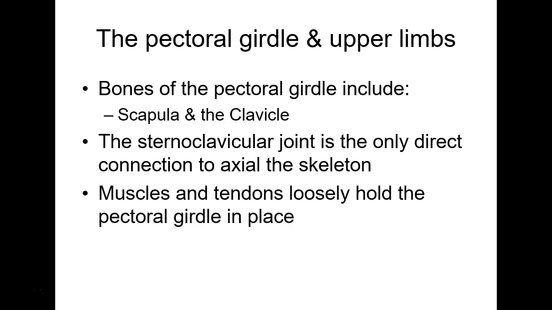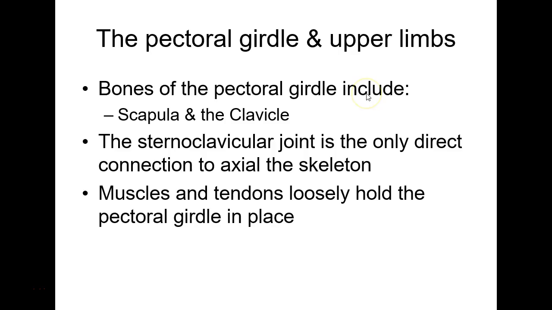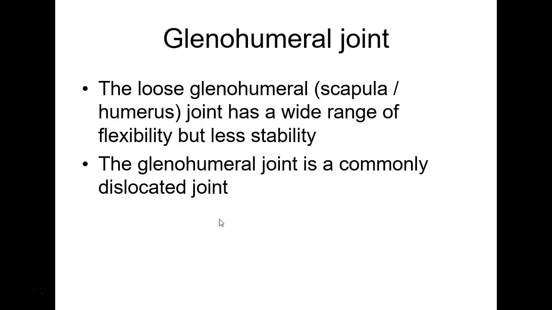So the pectoral girdle and the upper limbs. Bones of the pectoral girdle include the scapula and the clavicle. So if you look back here, clavicle, scapula. The sternoclavicular joint, from your clavicle to your sternum, is the only direct connection of that arm and that appendage to the axial skeleton, I guess it should say. Muscles and tendons loosely hold the pectoral girdle in place.